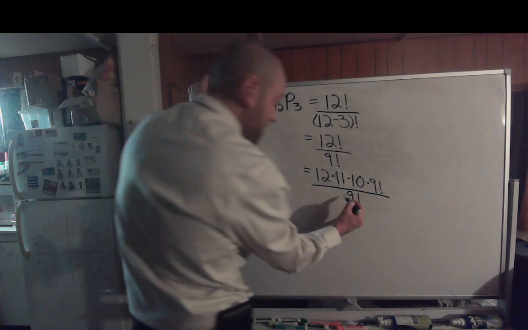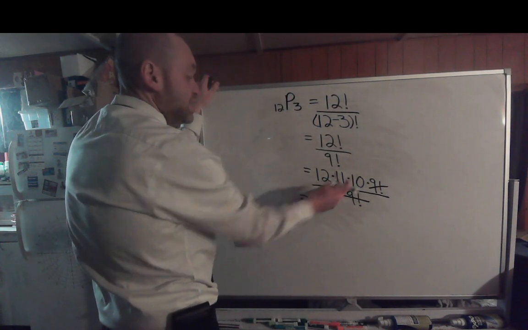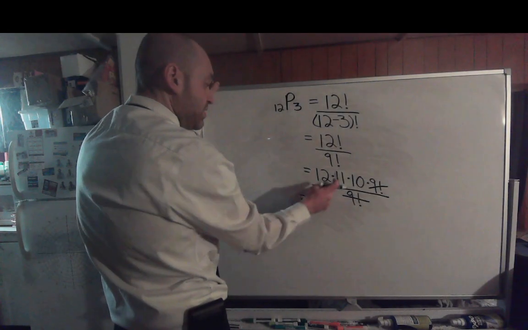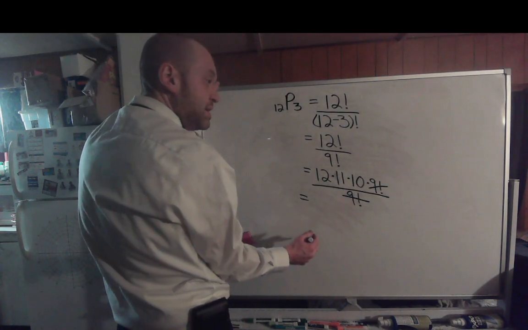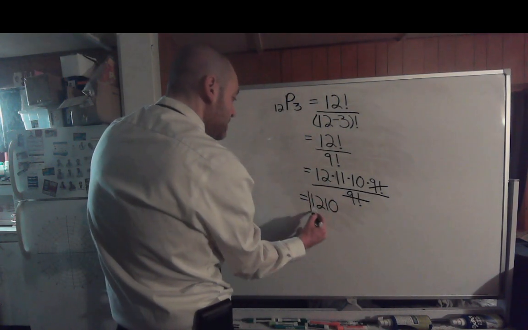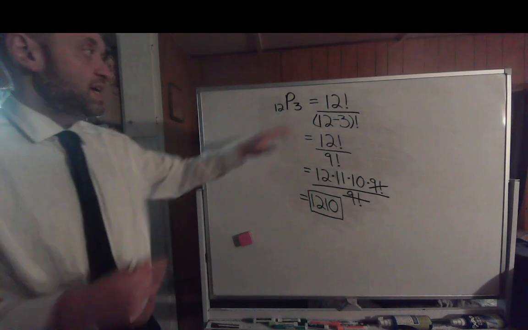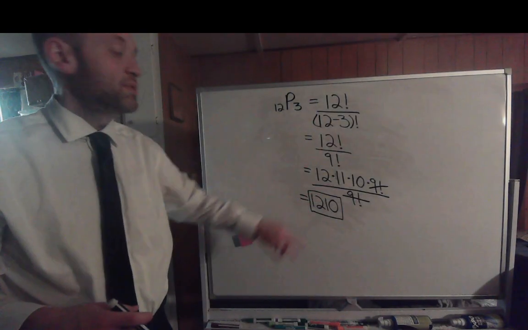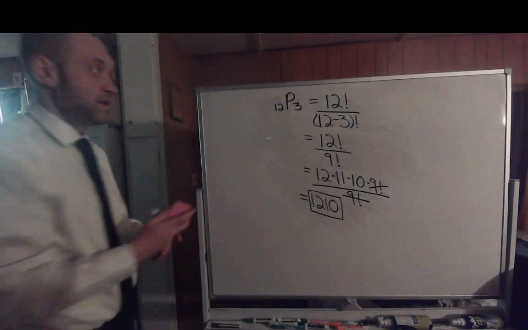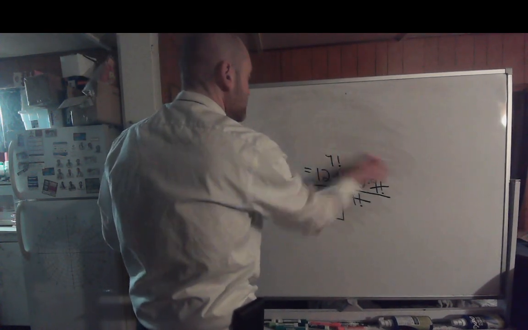Well, your 9 factorials are going to cancel out. That just becomes 12 times 11 times 10. So you have 132 times 10. That would be 1,320. So the number of permutations for 12 things taken 3 at a time is 1,320. I got one more permutation, then we'll move on to combinations.